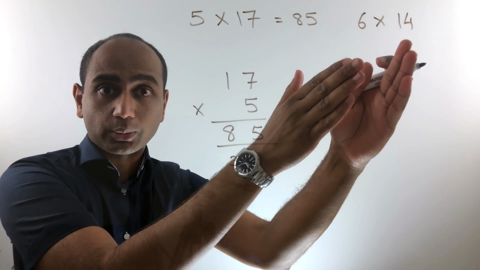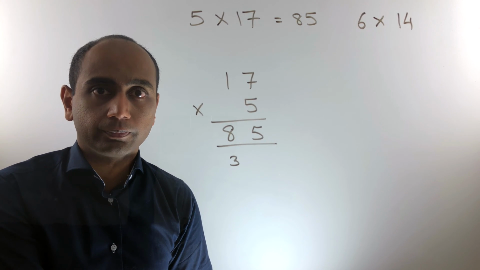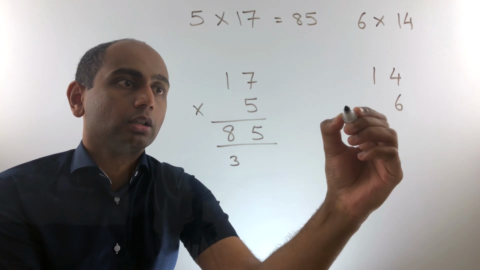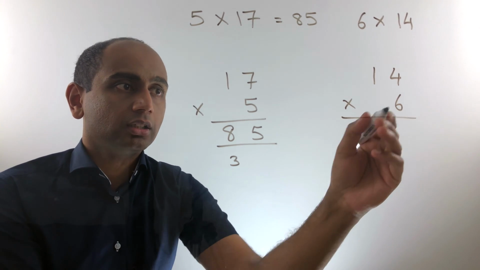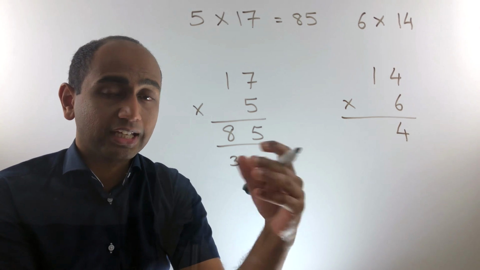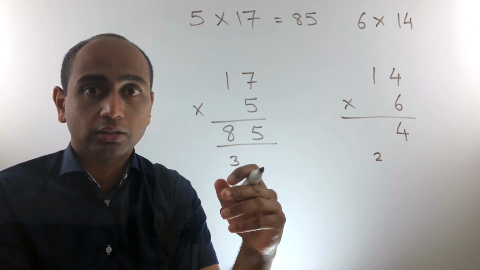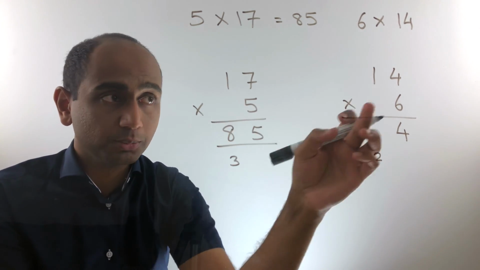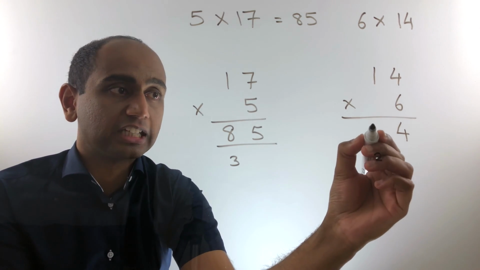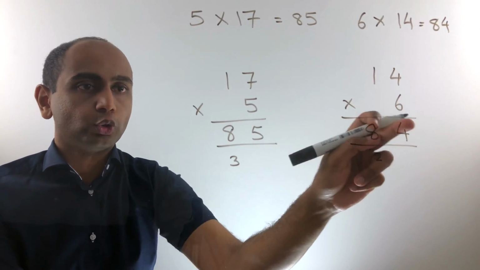Here's an example for you to have a go at for yourself. 6 multiplied by 14. Pause the video and have a go at that one. Here's how we do that then. We've got 14 multiplied by 6 like that. 6 multiplied by 4 is 24. So 4 units go there, and we exchange the 20 units for 2 tens. 6 multiplied by 1 gives me 6. Now remember that 1 is in the tens column, so that's 6 tens. And I add on the 2 tens that I've got from earlier on. That gives me 8 tens. So 6 multiplied by 14 is 84.